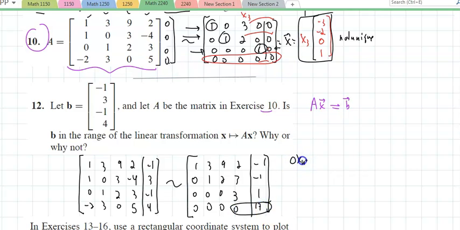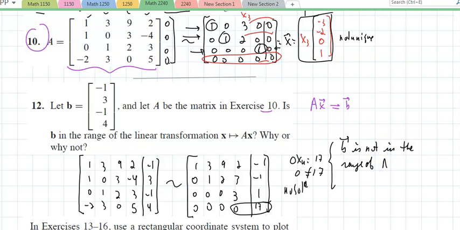Doesn't that say 0x4 equals 17? 0 cannot equal 17. There's no solution. What does that mean? B is not in the range of the transformation, of the linear transformation of x being mapped into Ax.